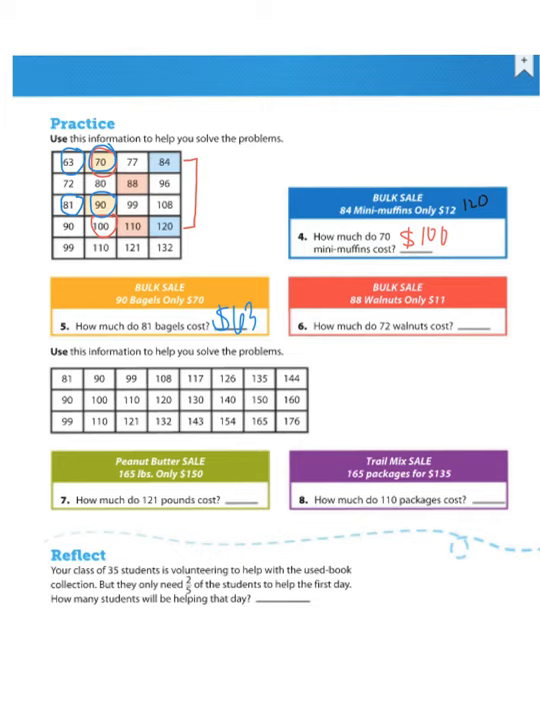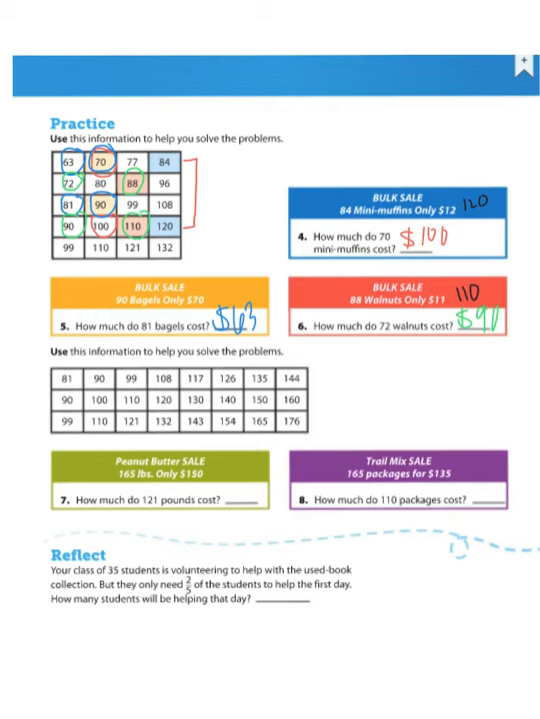And then on the red, it says 88 walnuts for $11. That should be not $11. That should be 110. So there should be a 0 on the end to that one too. So 88 walnuts for $110. So there's the pattern. They just skipped one. And the question says, how much do 72 walnuts cost? Here's my 72. I'm going to skip one. 72 walnuts would cost $90.